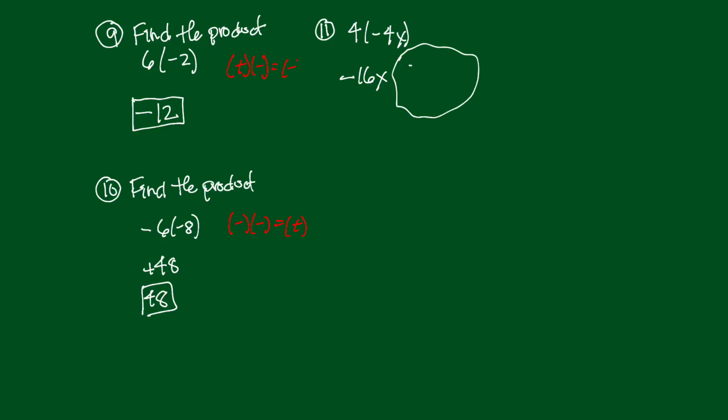If I start here, 4 times negative 4x, I can use the associative property. Right? So I'm going to associate. I'm going to take this set of parentheses and move it just over here and write it like this. 4 times, now this is awkward, negative 4 times x. But now I can see it. 4 times negative 4 is negative 16, and I still have it multiplied by the x.